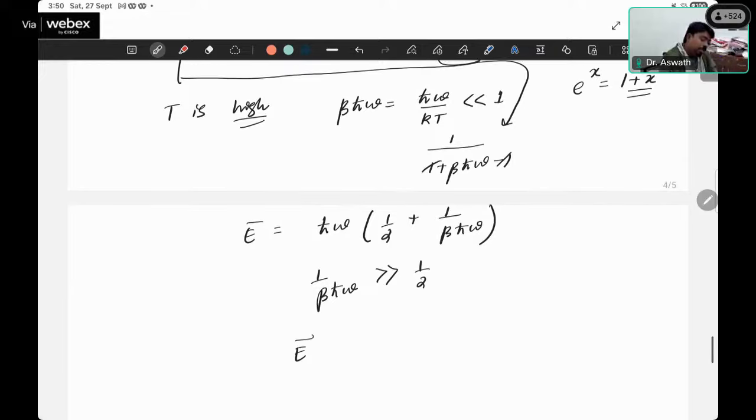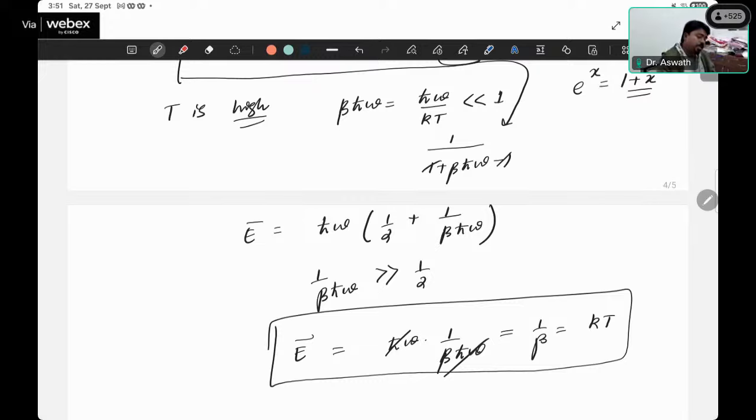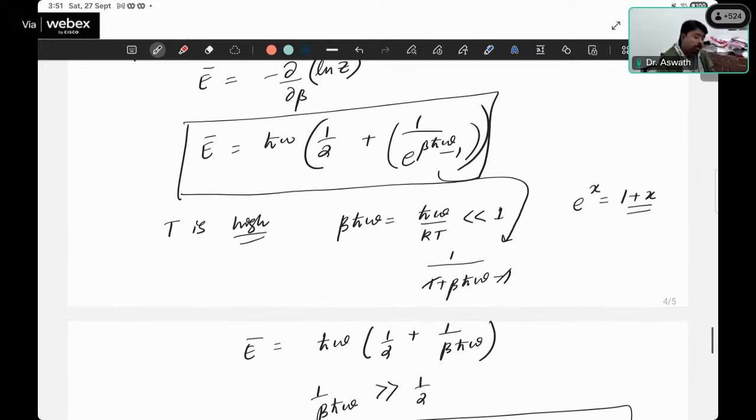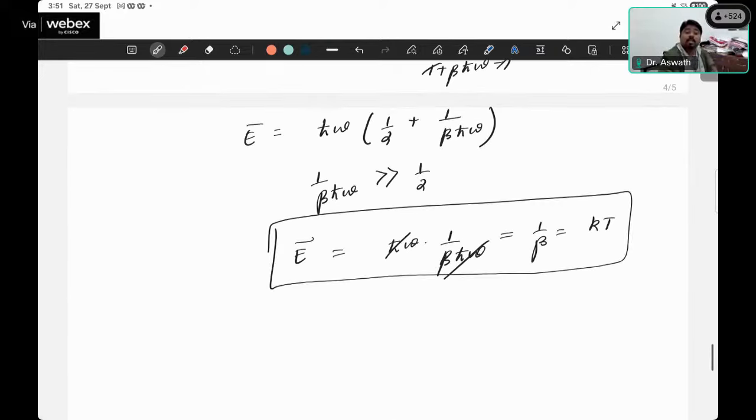So what I'll do, I'll just ignore half. I just simply take that as 1 by beta h omega. H omega cancels. 1 by beta I'll get. What is 1 by beta? Just kT. Okay, so average energy comes out to be kT. When temperature is high, even harmonic oscillator energy contribution comes out to be just kT.